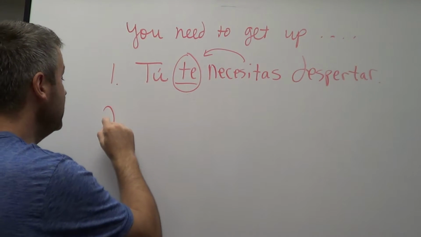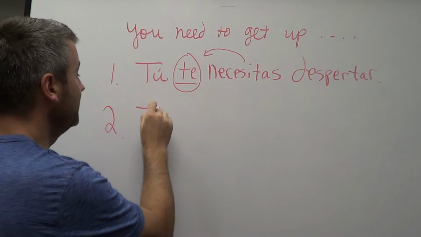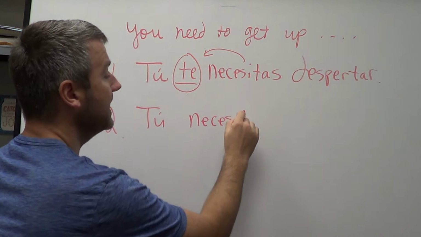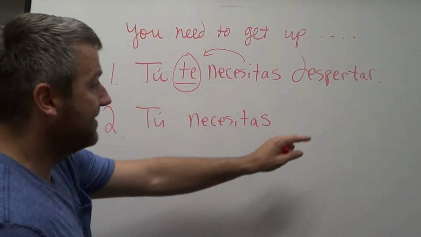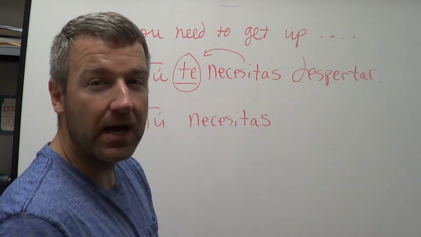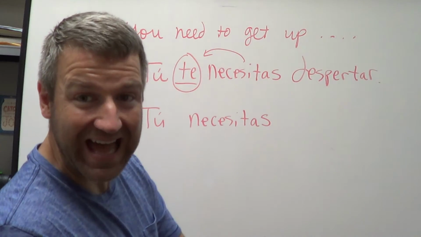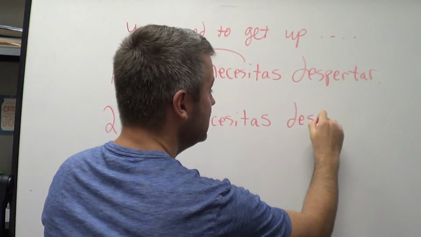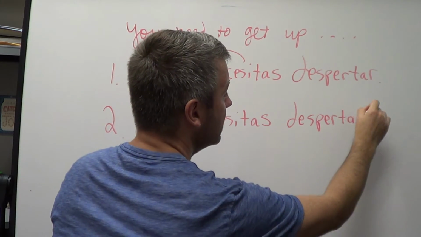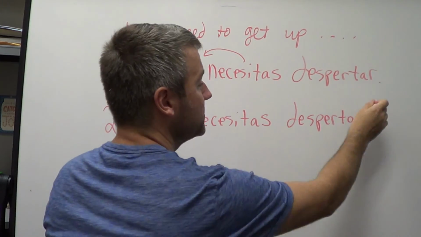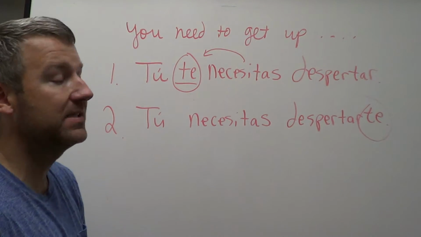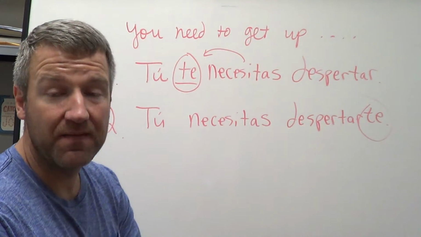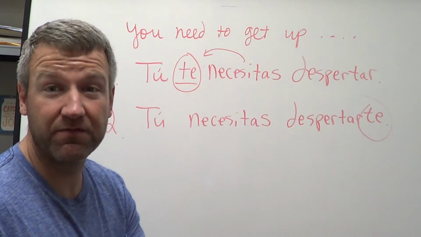You can also write this in another way. Tú necesitas, all right? And then what are we going to do to despertar? We're going to attach the te to it. So tú necesitas despertarte. Okay? And that's written as one word. Tú necesitas despertarte. Guys, both of those sentences are equal. They mean the same thing. It's just a different form.